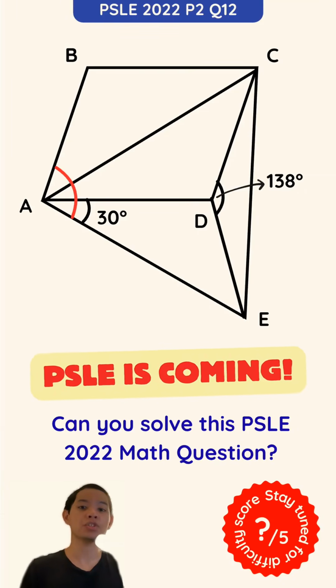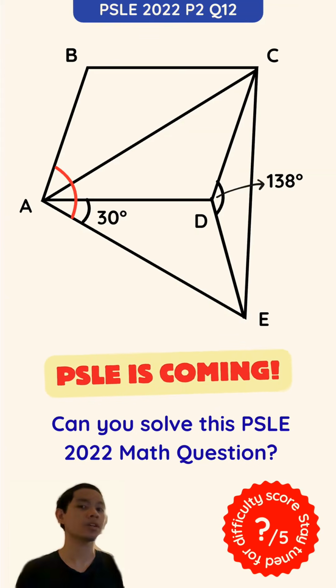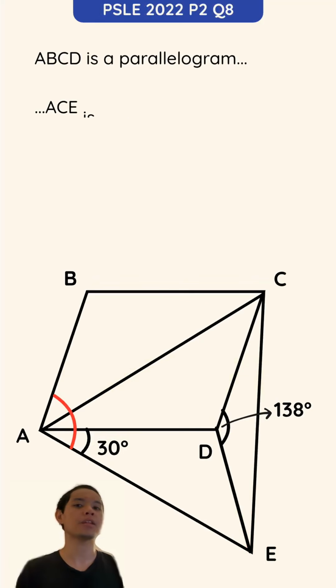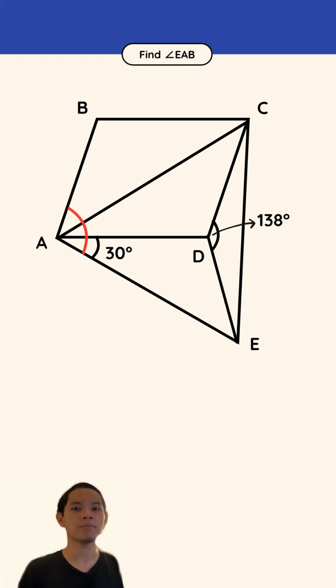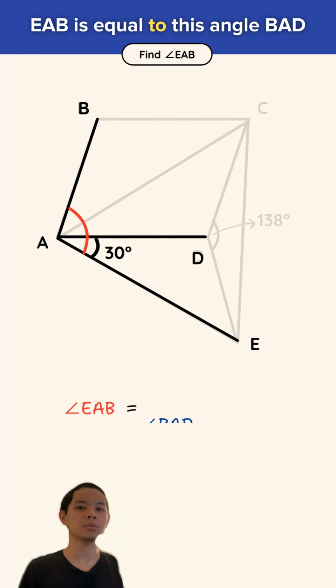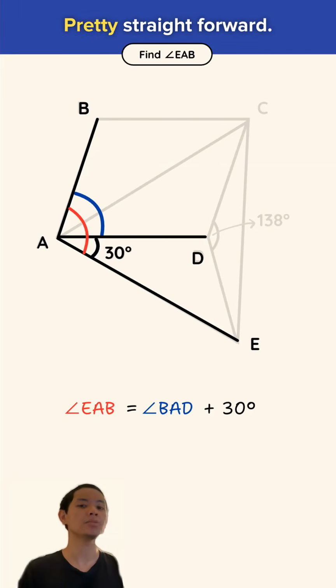PSLE is coming. Can you solve this 2022 PSLE math question? By the end of this video, I'm going to share how difficult this question is. So the question goes, ABCD is a parallelogram, ACE is an equilateral triangle, and DC is equal to DE. Find angle EAB. In this case, angle EAB is equal to this angle BAD, which is in blue, plus 30 degrees. Pretty straightforward.